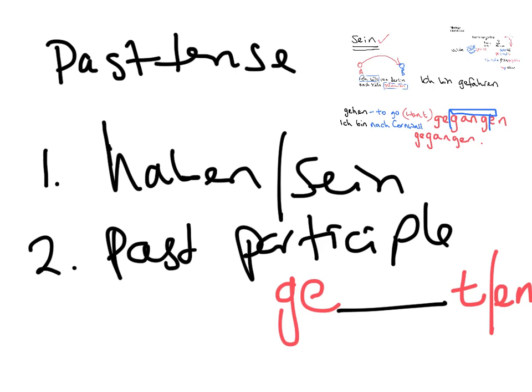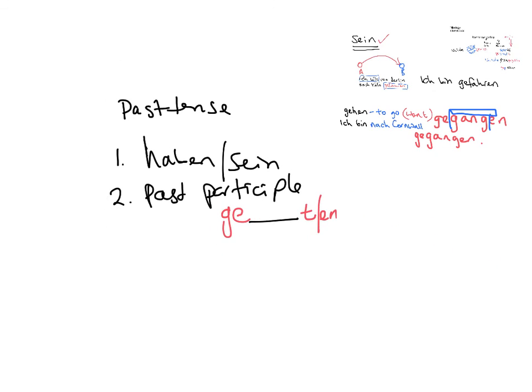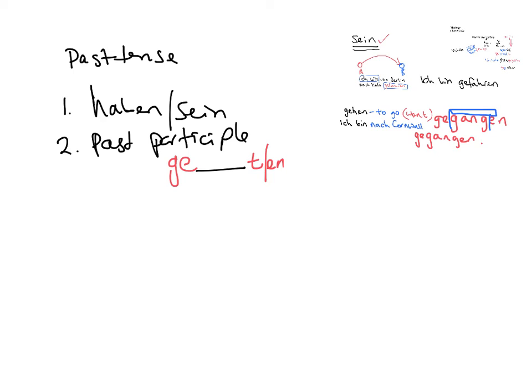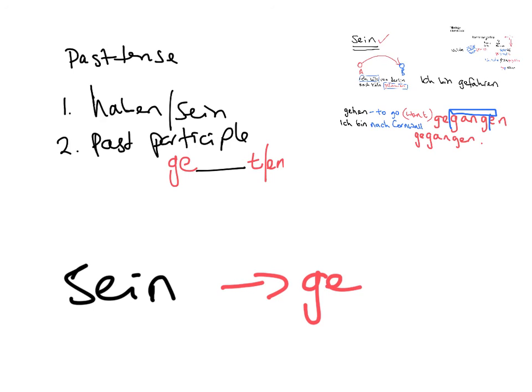A further rule for the verb sein, when we've got the sein, the ending of the past participle is always going to be en. No exceptions to the rule. So the only time where it's going to change is if you're saying ich habe.